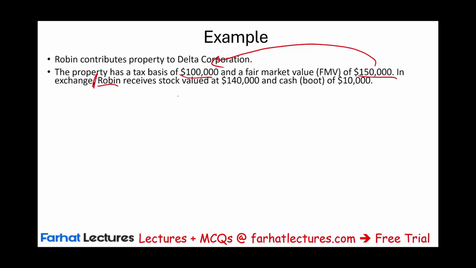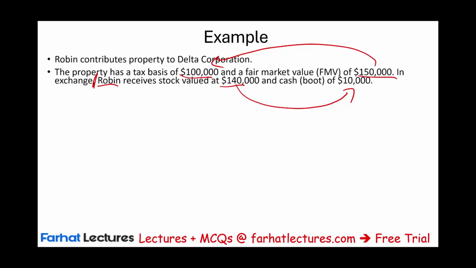However, Robin receives stock valued at 140 and a cash of 10,000. So what did they give Robin in return? They did not give him 150,000 worth of stocks. They gave Robin 140,000 and they gave Robin $10,000 cash. What does that mean? The cash is the boot.